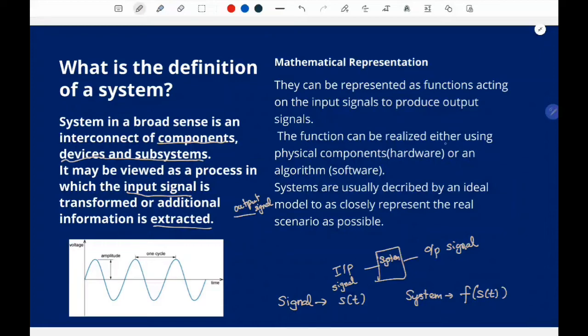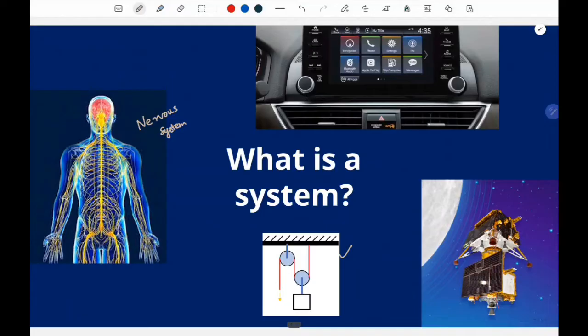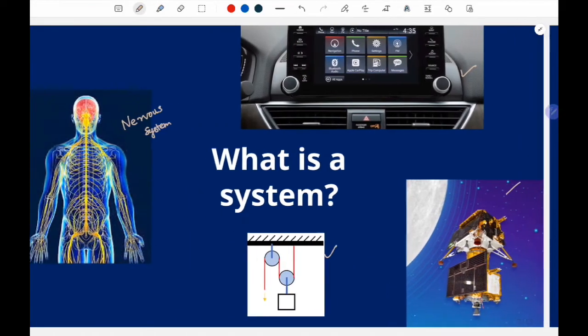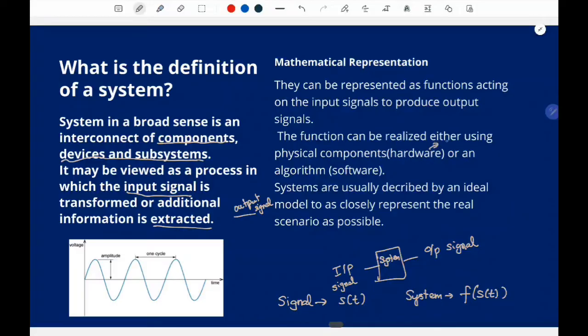And the function can be realized either using physical components, hardware. For example, whatever we saw previously, right? So this kind of thing, propulsion module and everything, or a simple RC circuit. So a simple RC circuit is also a hardware implementation or hardware realization. And it can also be realized using an algorithm, which is a software implementation. Let's say you want to implement finding the average of the incoming signal. So it can be done in software. So these two types of implementations are possible.